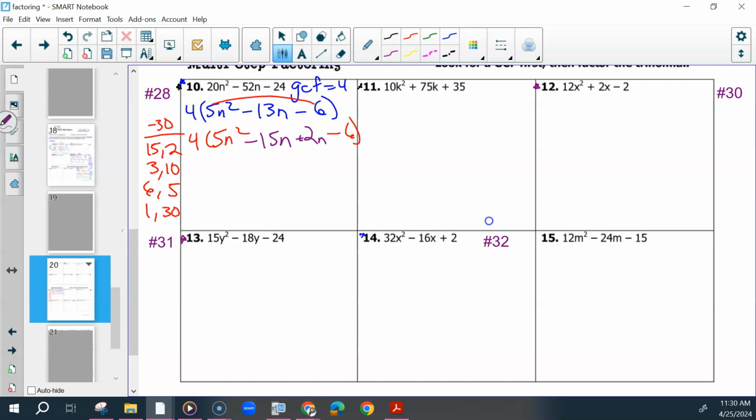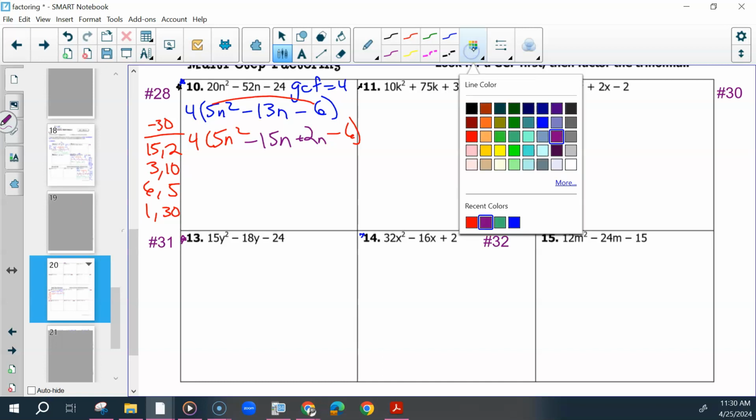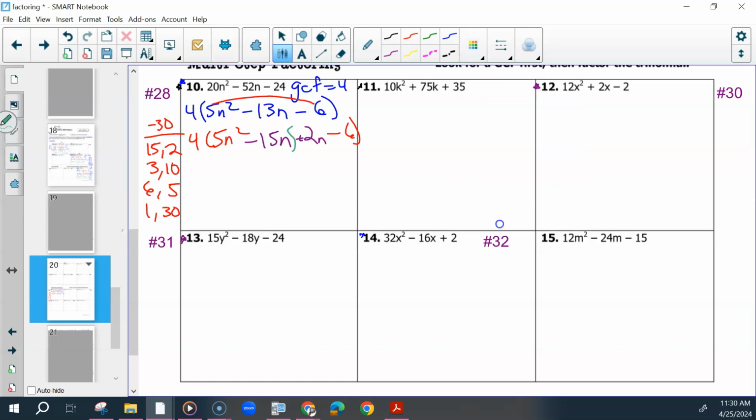And then split that down the middle. Keep bringing down that 4 from the outside. What do these first two have in common? 5 and n. If I divide those both out, what's left? 4. n minus 3. And then what about the last two?